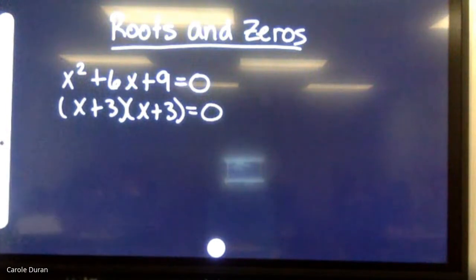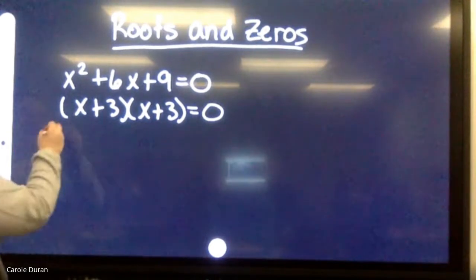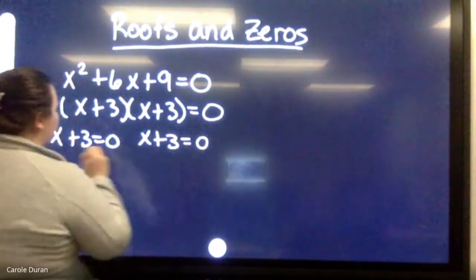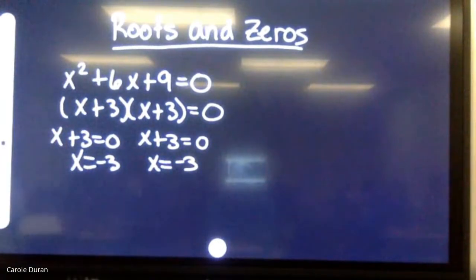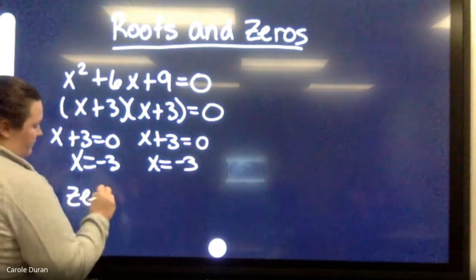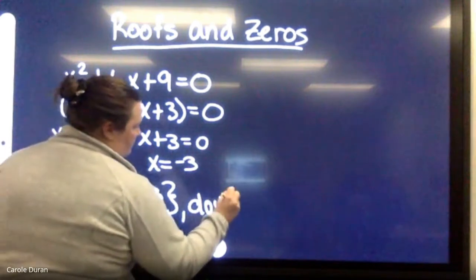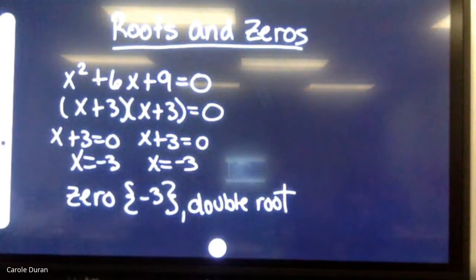But those are my factors, and I want to find my zeros. So what do I do with that x plus 3? Set it equal to 0. I have to do that for both of them, technically, because I had 2 zeros. But I get the same answer for each of them, right? So I see that my 0 is x equals negative 3, and this is called a double root because it appears twice. Right. We do not have to repeat them if they're the same number.